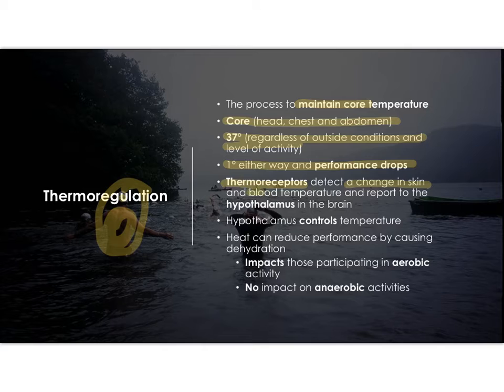So our body uses thermoreceptors, which we've spoken about before, and they detect a change in the temperature of the skin and the blood temperature. They report all of this information to the hypothalamus, which is up in the brain, and the hypothalamus then controls our core temperature, and it will do things like cause blood redistribution, so for the blood to go to the skin instead of the working muscles, so we can get rid of heat. Or it may redistribute, so it takes the blood away from the extremities to conserve and preserve our heat and keep it in the core.